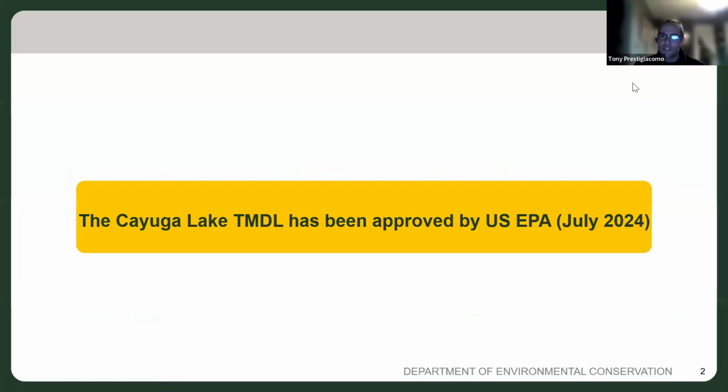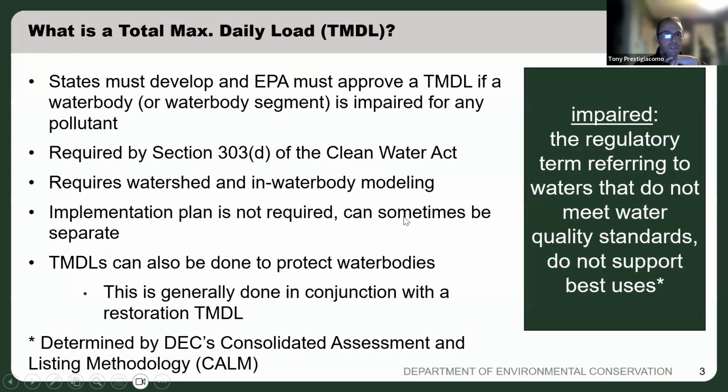So the Cayuga Lake TMDL has been approved. It was approved in July of 2024 by the US EPA. And so now what happens is that it becomes part of New York's water quality management system. And I'll get into exactly what the TMDL was and what it said.